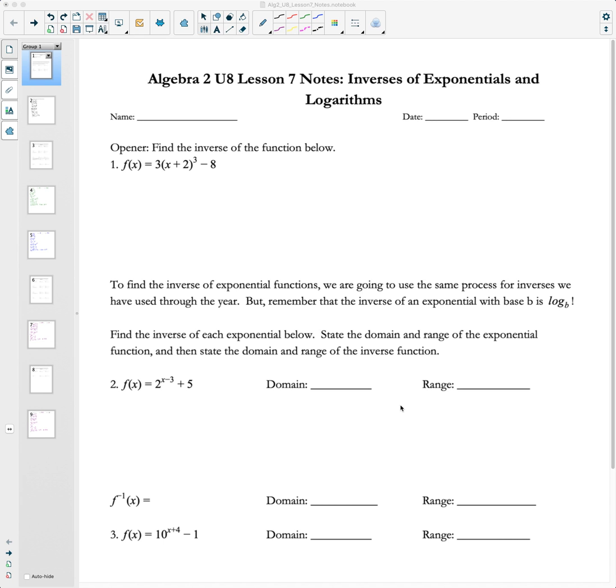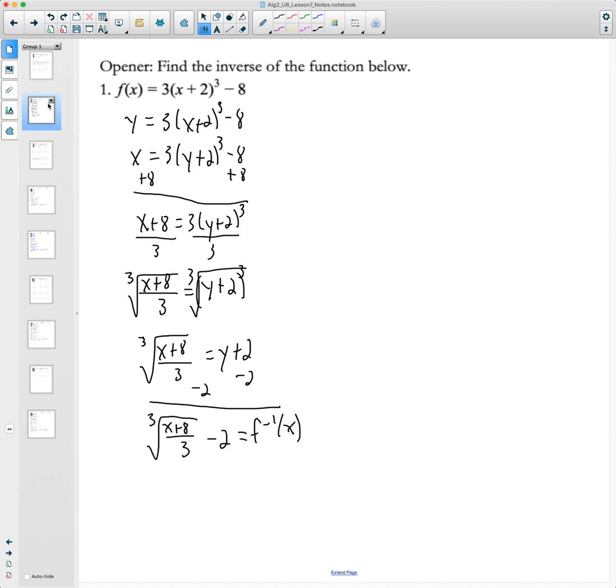All right, so let's go ahead and take a look at the work for finding an inverse. If we talk about finding inverses, one of the key pieces of information we know is that the domain and the range switch. So when we look at our function, we have y equals 3 times the quantity x plus 2 cubed minus 8. So we're going to switch our domain and range. We're going to switch our x and y so that I get x equals 3 times the quantity y plus 2 cubed minus 8.